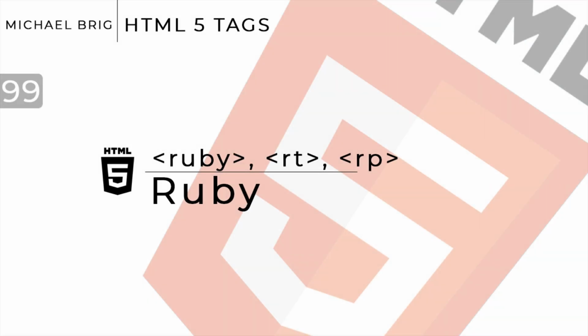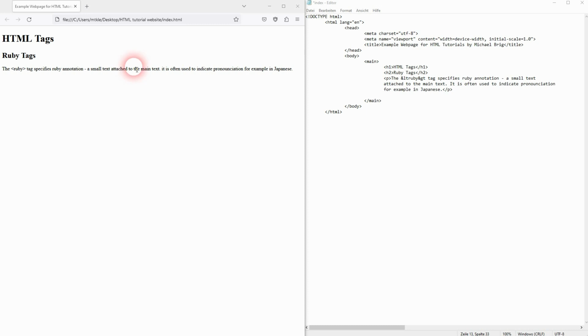We're back to learning HTML, and this time I'm going to show the Ruby tags. It's 3 tags as a group, so I don't make individual videos about them. The main is the Ruby tag, and it specifies text that is attached to the main text.